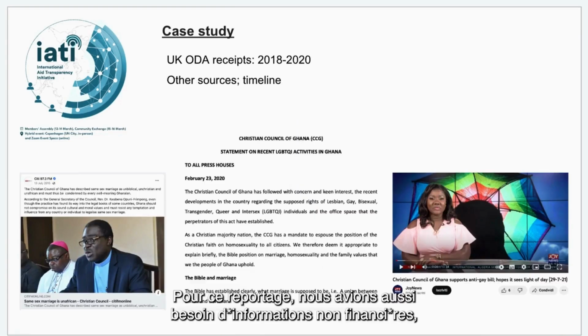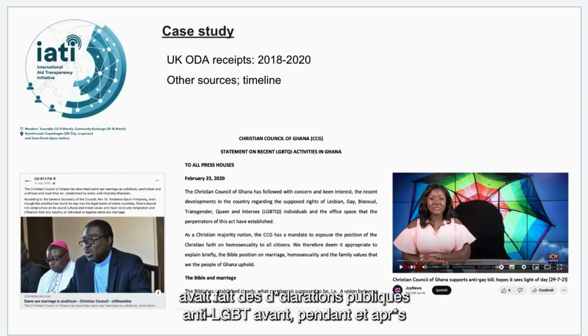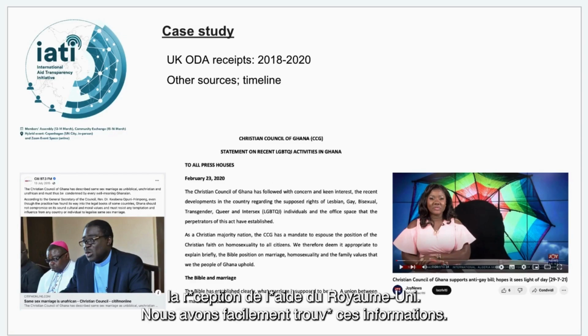But for this story, we also needed other information beyond that kind of financial data, including to build a timeline of events that showed clearly how, in this case, the Christian Council of Ghana had issued public anti-LGBT statements before, during, and after its receipt of UK aid, which were easy to find.